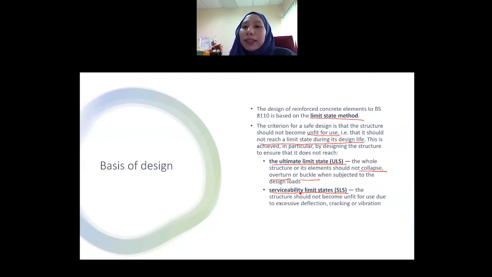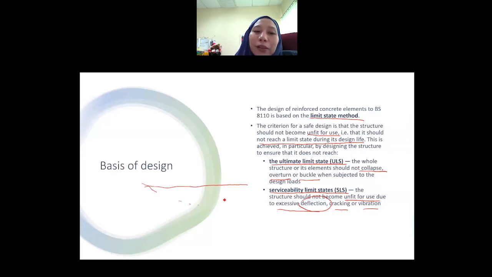However, for serviceability limit state or SLS, the structure should not become unfit for use due to excessive deflection, cracking or vibration. So if you look at the SLS, this one is much more lebih lenient. The standard is lower lah compared to the ULS. Okay, because SLS is about deflection. So for example kan, dulu kan ya, you ada belajar about deflection. So, okay. Excessive means terlebih lah. Okay. Deflection can cause the building to collapse, okay? But too much lah maksudnya.